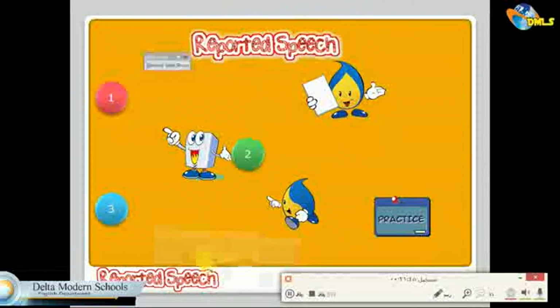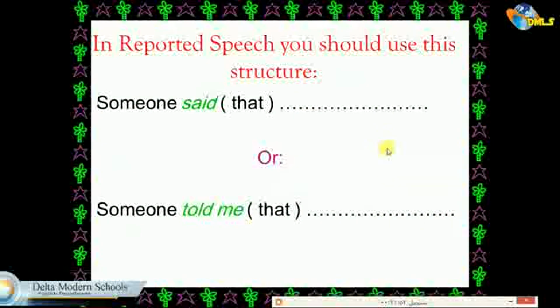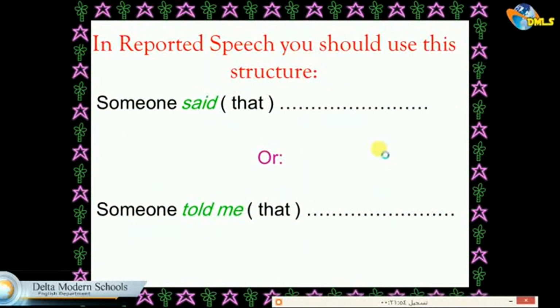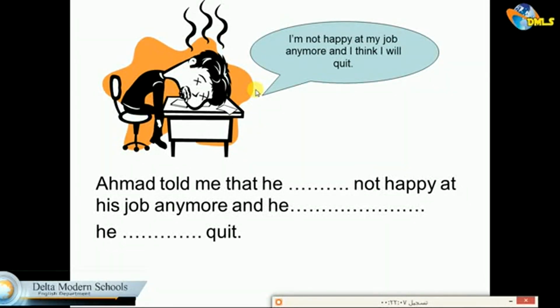Now let's try to practice on reported speech. Here the boy is saying, "I'm not happy at my job anymore and I think I will quit." So, now it's direct. What if we want to change it to indirect speech? For example, Ahmed told me that he was not happy at his job anymore and he would quit.